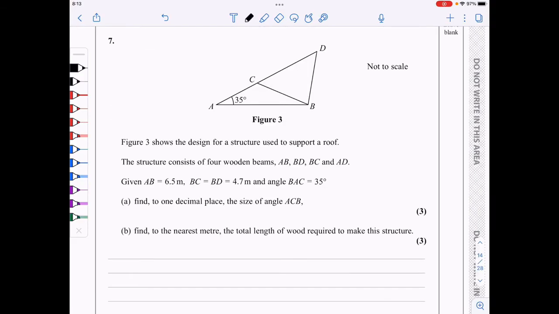In question 7, we've got this figure here showing the design for a structure used to support a roof. Now we know that AB is 6.5 meters, BC is 4.7 meters, and BD is also 4.7 meters. I like to add the information on my diagram, and we need to find to 1 decimal place the size of angle ACB. So this angle here, which I will call theta.